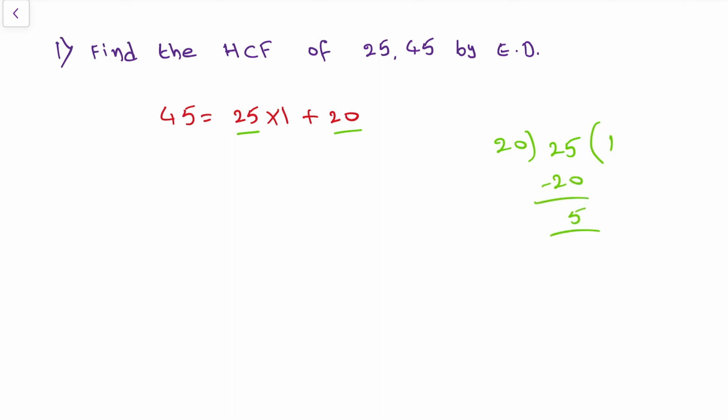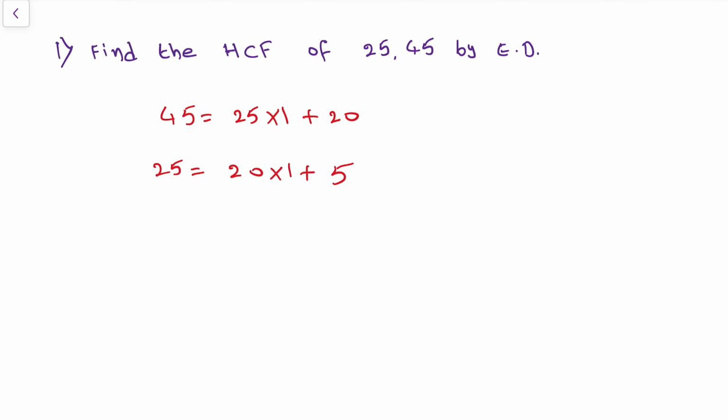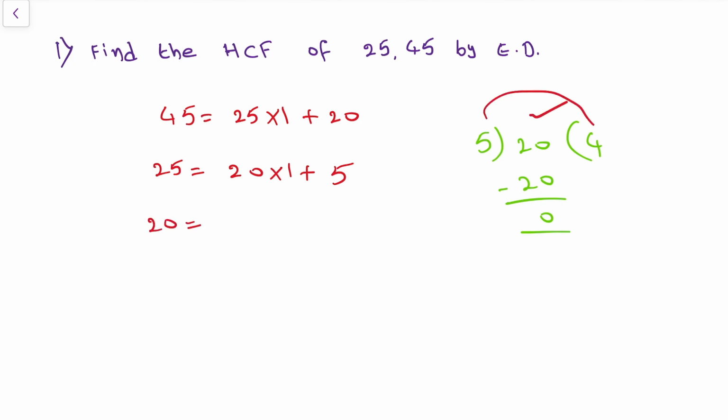Let us write this also again in the form of dividend equals divisor into quotient plus remainder. Dividend 25 equals divisor into quotient, 20 times 1, plus remainder 5. Now again, as in the previous step, pick the remainder and divisor and divide those two numbers, 5 and 20. 5 4s are 20. 20 minus 20 is 0. So we write this step as dividend 20 equals divisor into quotient, 5 times 4, plus remainder 0.